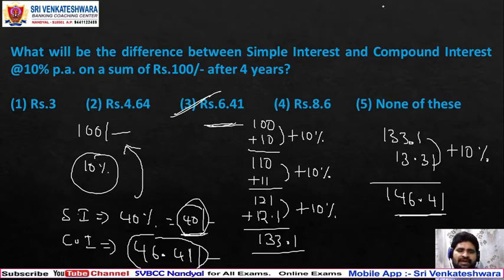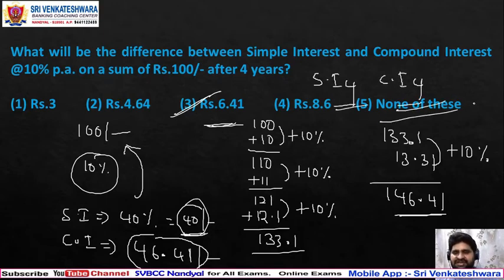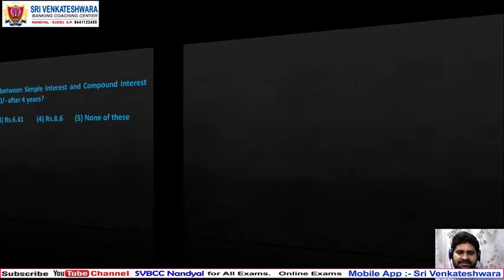Okay now. So this is how we are taking 4 years. If they ask you 4 years, as I said, calculate simple interest for 4 years and calculate compound interest for 4 years and take the difference between the two cases.